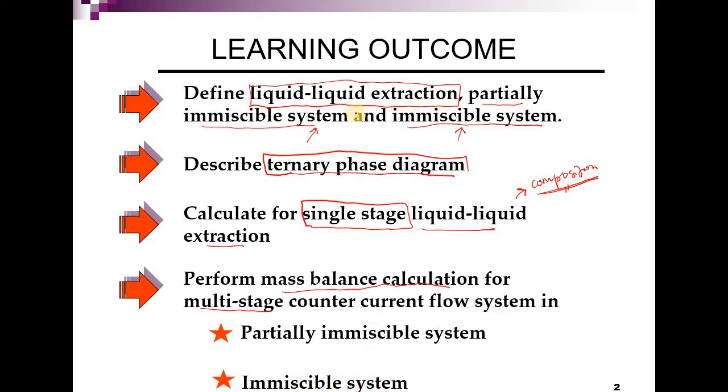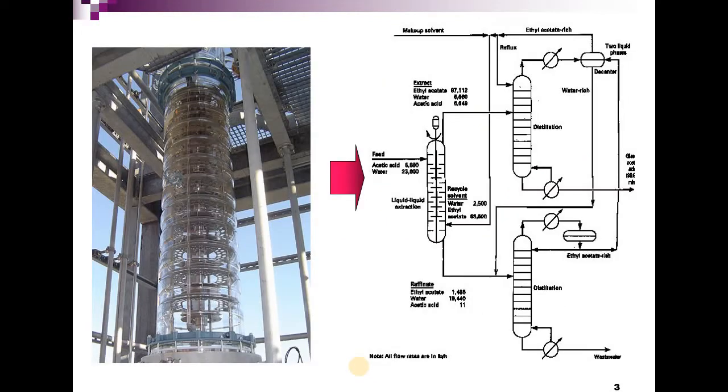In this liquid extraction we have two types of stage. We have single stage, and we have multi-stage. In multi-stage we have two systems: the partially immiscible system and the immiscible system. So this is the flow diagram for the liquid extraction. The liquid extraction unit, the tower, can be big, but not as big as a distillation column.